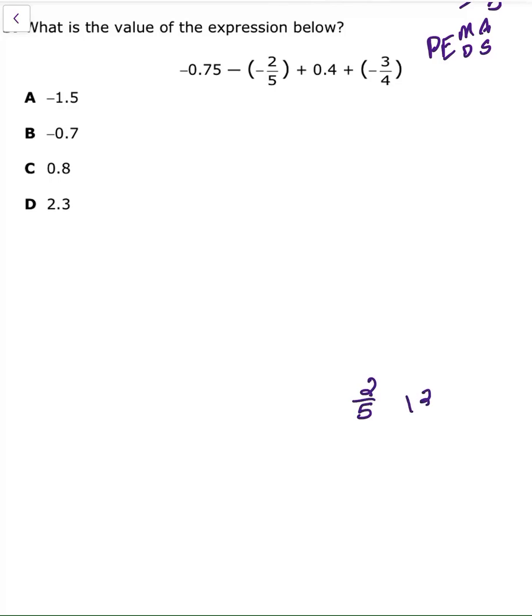So 2 divided by 5 will give me 4/10. So I'm going to rewrite everything, because that's what we do when we're doing PEMDAS, right? So 75/100 minus negative, keep everything the same. The only thing I'm changing is that the 2/5 is 4/10. The negative is just going to come down, right?